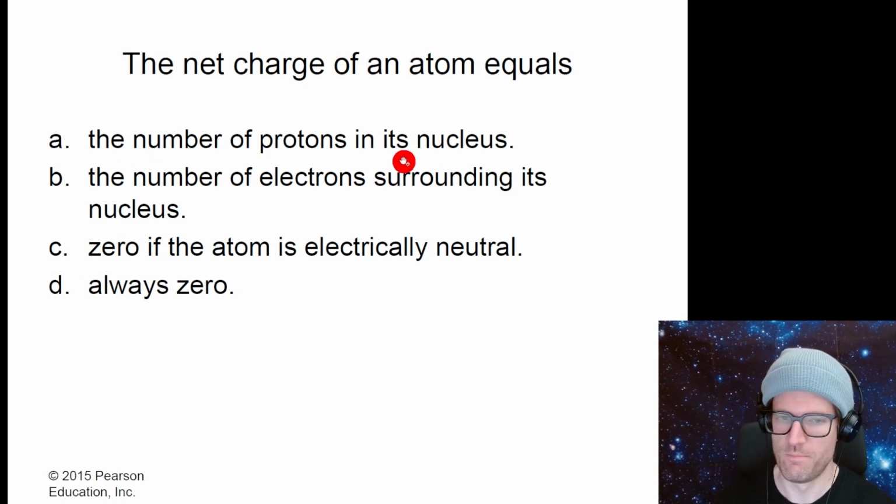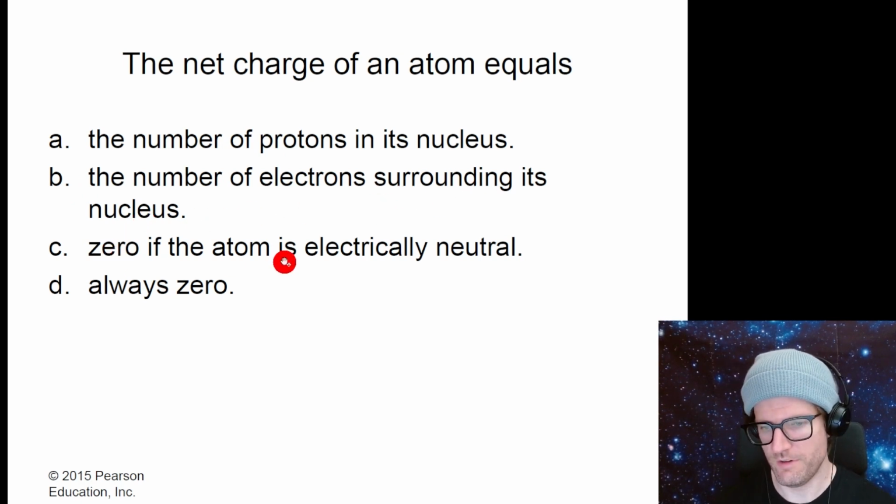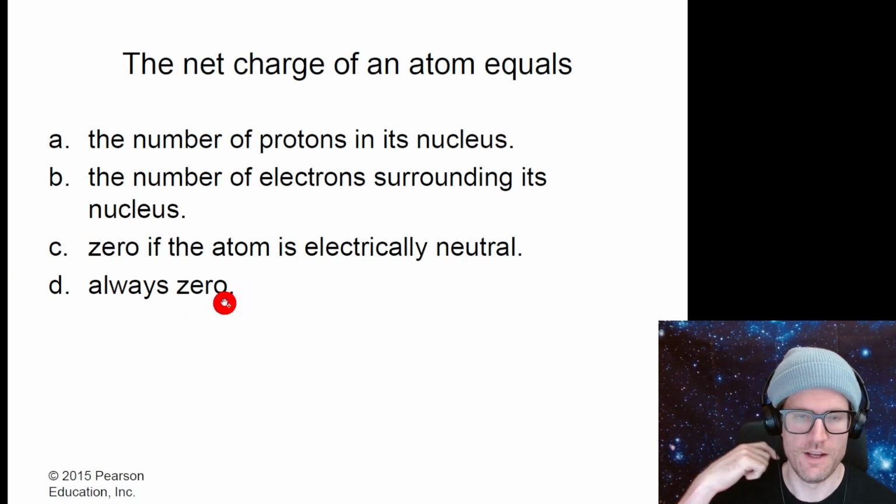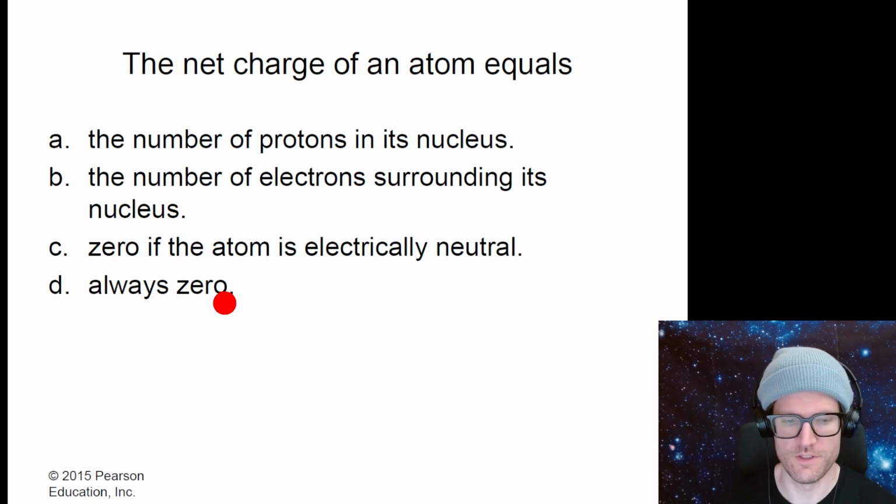That's not right. That would be how many protons it has. The number of electrons surrounding its nucleus. That's not right. 0 if an atom is electrically neutral. That's true. It's not always 0. Sometimes atoms can be stripped of their electrons and become ions. So C is the best answer.